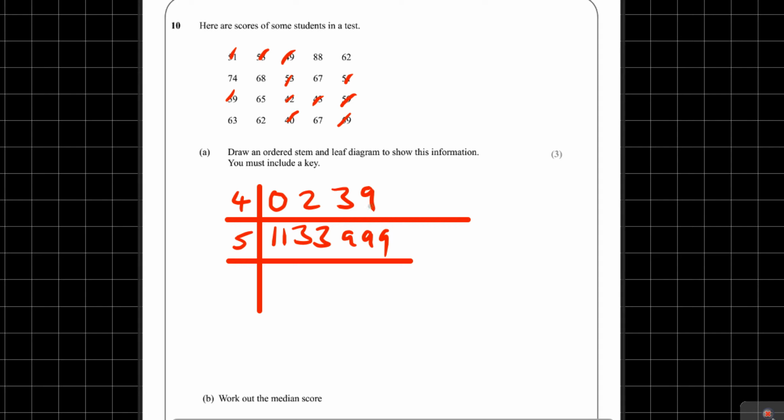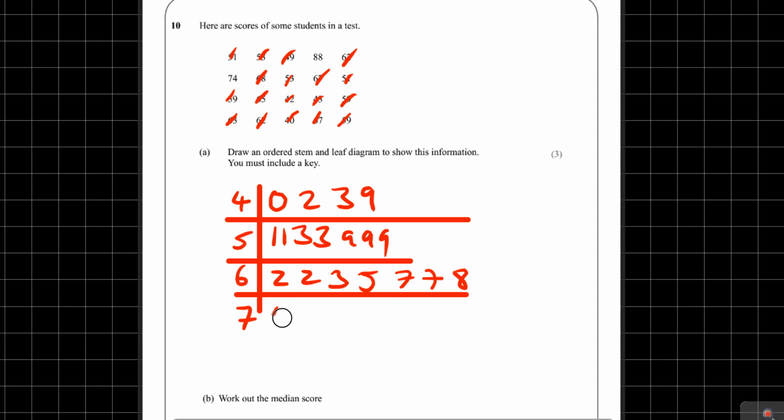So again, very easy to miss them out when you're drawing them. Just make sure you leave enough room, or you're able to rewrite it at any point. So 60, so we've got 62, and then another 62, 63, 65, and 2 7s, 67, 67, and then a 68, and then that does that one. And then the next one we have is the 70s, so we've got 74, and then the final one we have is the 80s, so 88.